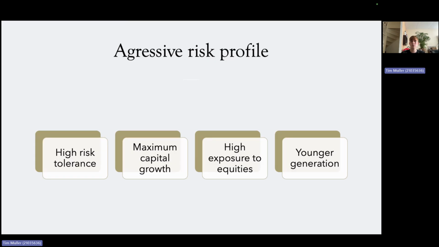Okay, that's everything. An aggressive risk profile is basically a trader or investor with a high risk tolerance, and most of the time these are seeking maximization of capital growth. This means that you are willing to take more risk for higher returns, which most likely means that you will have a high exposure to equities. So your portfolio will probably have like 70 to 80% equities, for example, and the rest will be put in, for example, bonds, which are more stable. This is more for the younger generation with a long-term goal, like retirement or a business in the future.